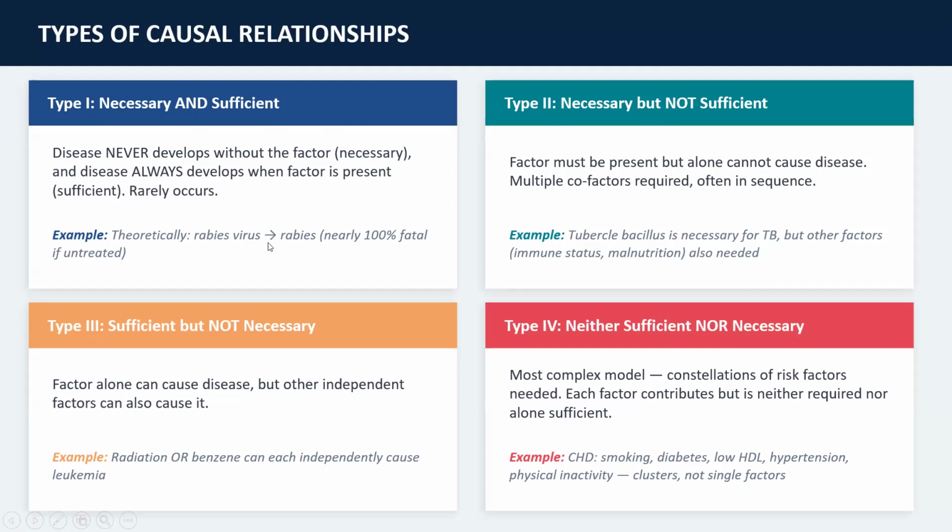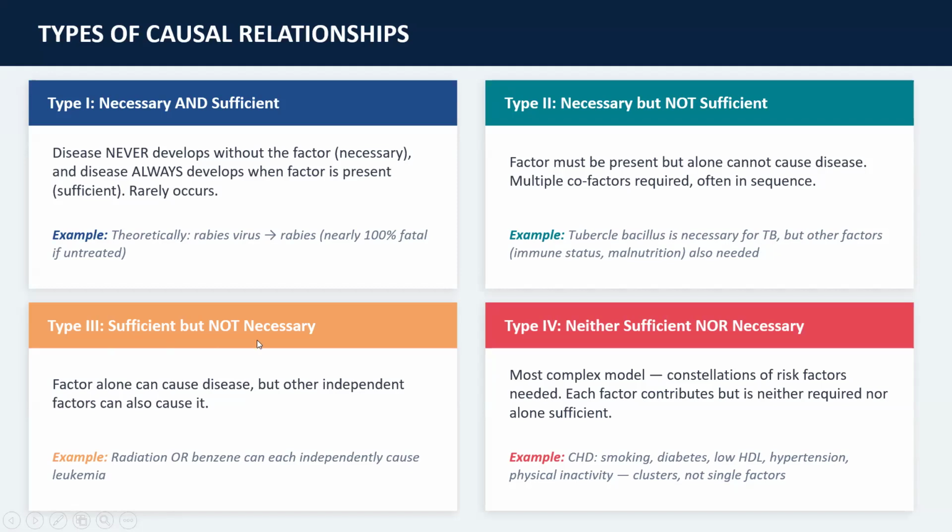For example, rabies virus is nearly 100% fatal if untreated. Type 2, necessary but not sufficient: the factor must be present but alone cannot cause disease. Multiple co-factors are required, often in a sequence. For example, the tuberculosis bacillus is necessary for TB, but other factors like immune status and malnutrition are also needed.